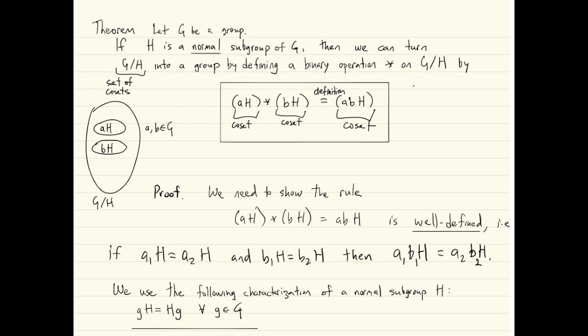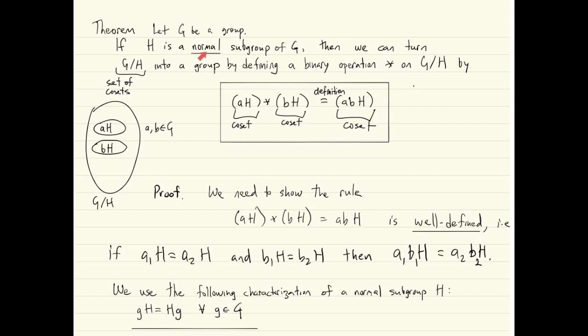In this video, we prove a theorem stated a while back, and that's the following. If G is a group, and if H is a normal subgroup of G, then we can turn G mod H, which is the set of cosets of H, into a group by defining a binary operation star on G mod H by taking two cosets with representatives A and B, and then all you simply do is multiply the representatives A and B using the group operation in the group G. And then AB times H will be the coset that is the product of these two cosets.